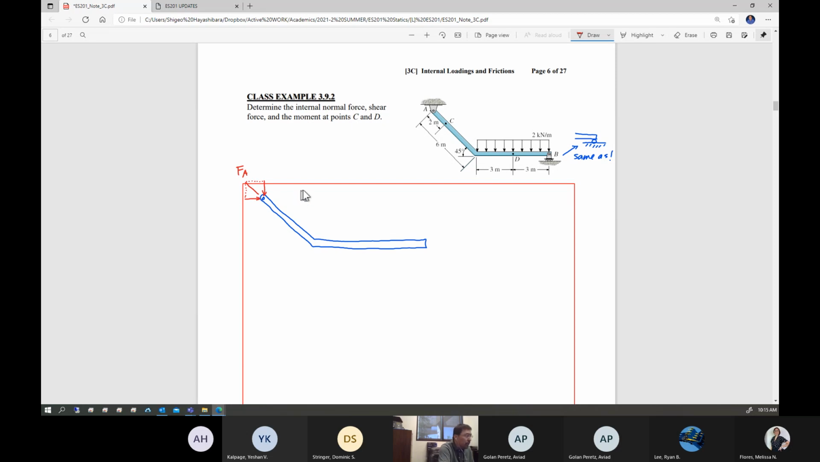FA can be broken down into two forces, which is AY, AX. Forget about it. I don't want to do that.